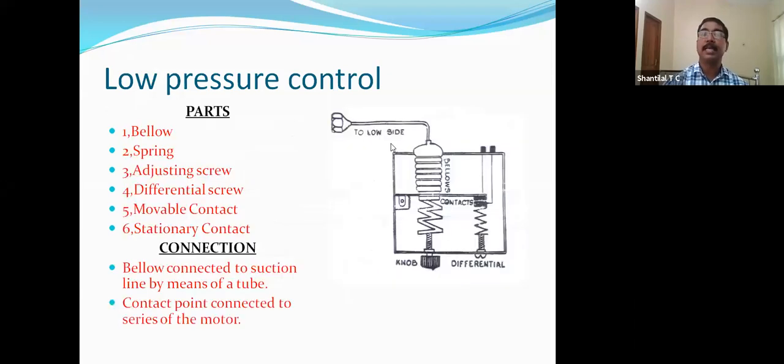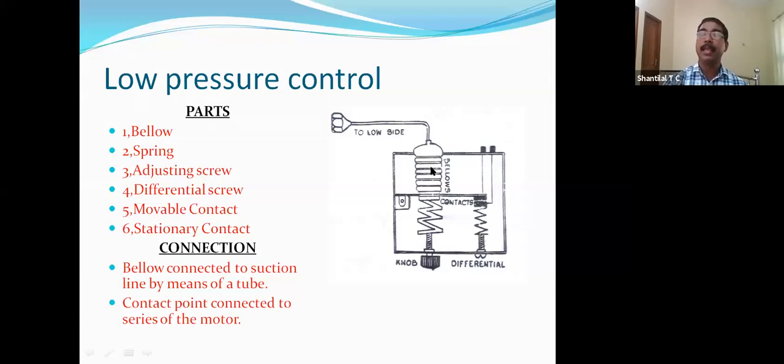This is the internal diagram of a low pressure control switch. First, identify the parts. The parts are a bellow, a spring, and an adjusting screw. Here there is also a differential screw, like in a thermostat switch, adjusting screw and differential screw, and a set of contact points. This is the set of contact points, a movable contact and a stationary contact.